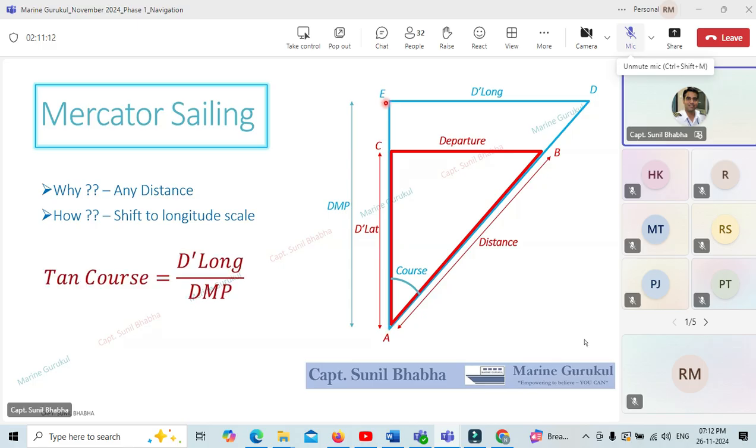Now, in this Mercator sailing triangle, we have only one additional formula, and that formula is using the tangent ratio. Tangent of course is equal to DLong upon DMP. So this formula in plain sailing was tangent course equal to departure upon DLAT. It has been converted to tangent course is equal to DLong upon DMP.